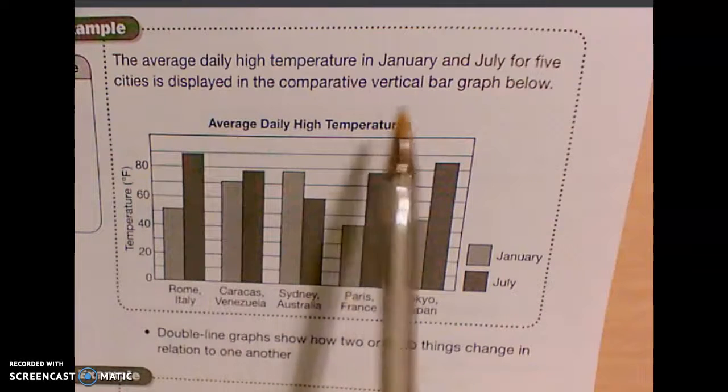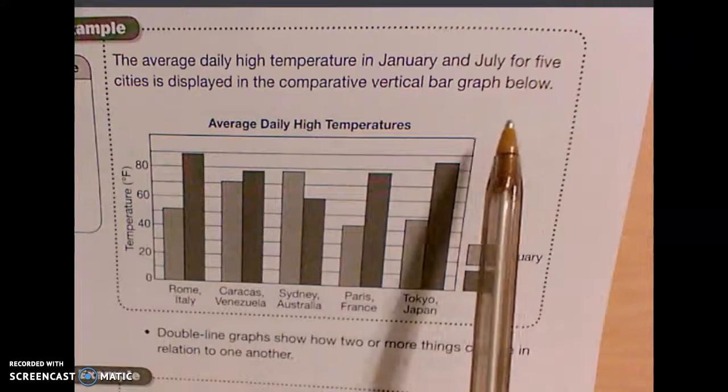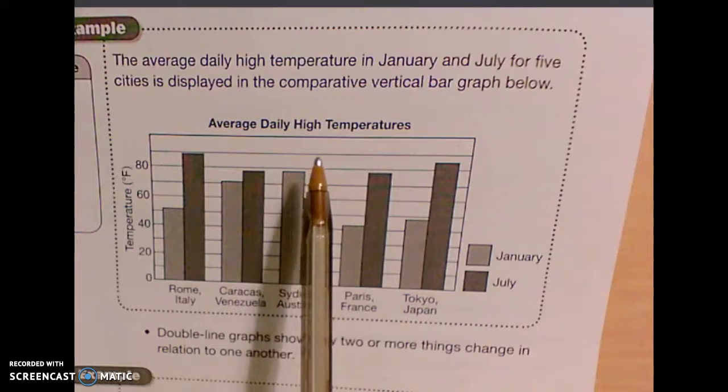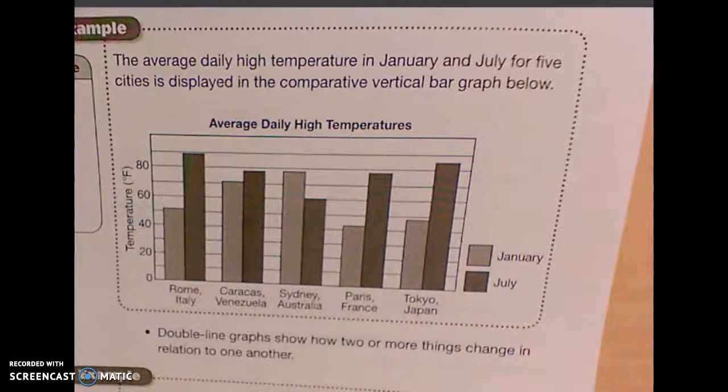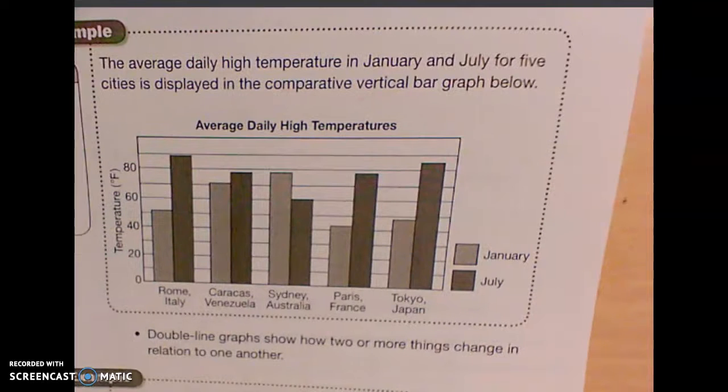The average daily high temperature in January and July for 5 cities is displayed in the comparative vertical up and down bar graph below. I want to ask some questions and I want you to focus in here and try and figure out what our answers are, okay?